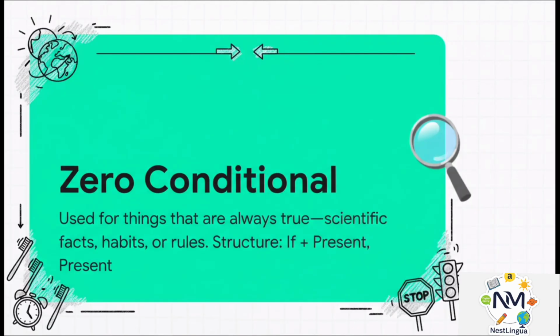First up, the zero conditional. Now, you can just think of this as the fact conditional. We use it for things that are 100% always true. Scientific facts, habits, rules. If the first part happens, the second part is guaranteed to happen. And the structure, it's super simple. If plus present simple, then present simple again.